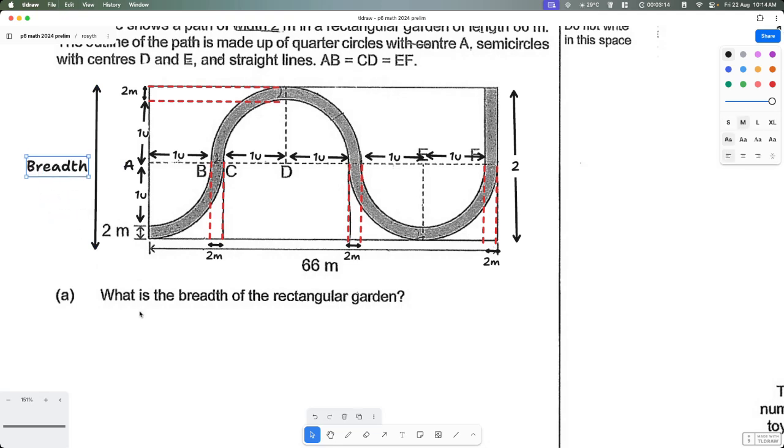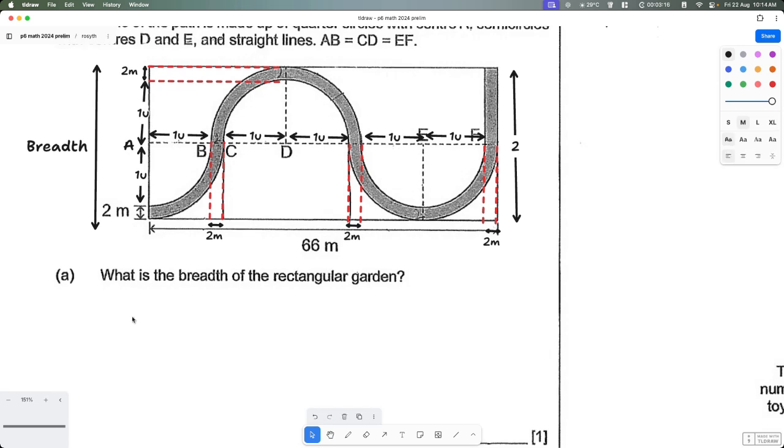Now the 66 meters is equal to 5 units plus 2 times 3, which is basically 5 units plus 6 meters in this case. So that means 5 units is equal to 66 minus 6, which is equal to 60. Then 1 unit is equal to 60 divided by 5, which is 12 meters.